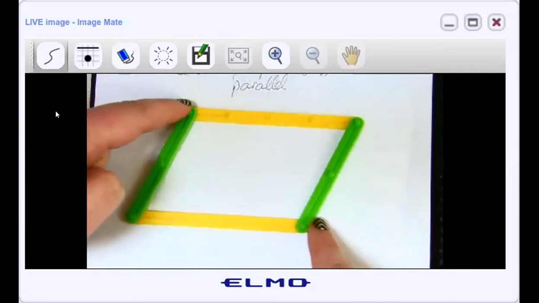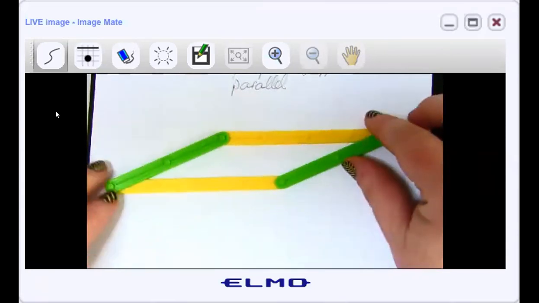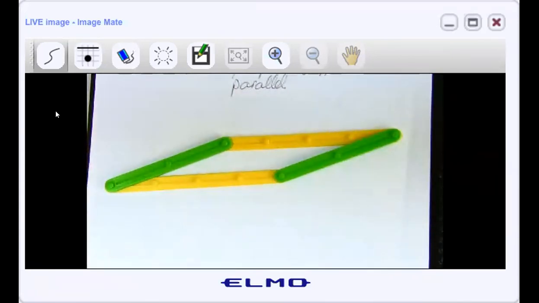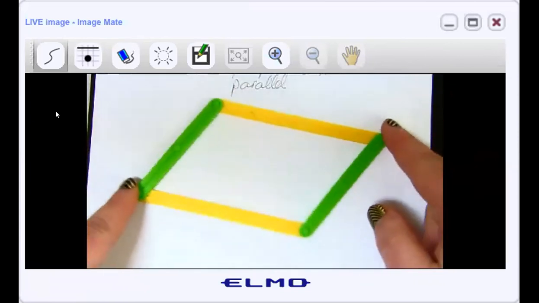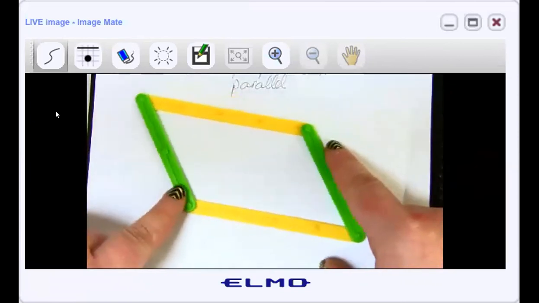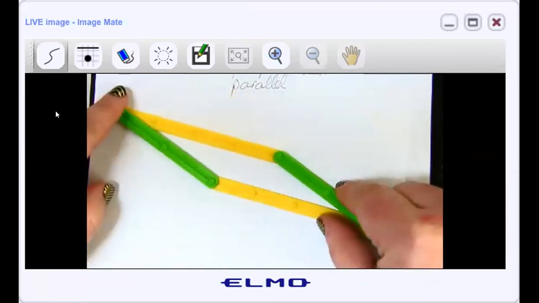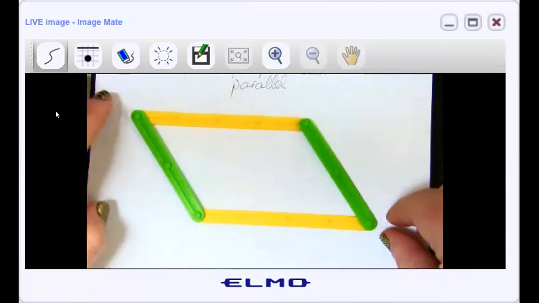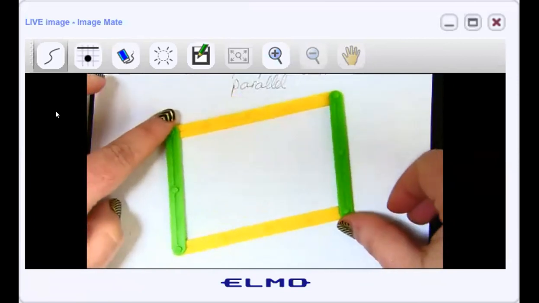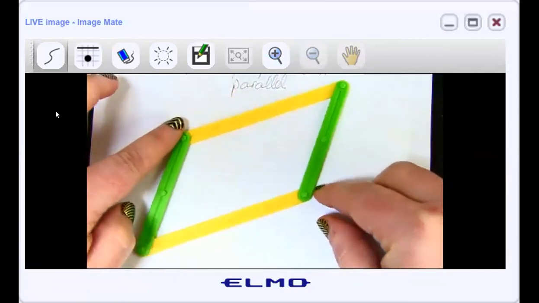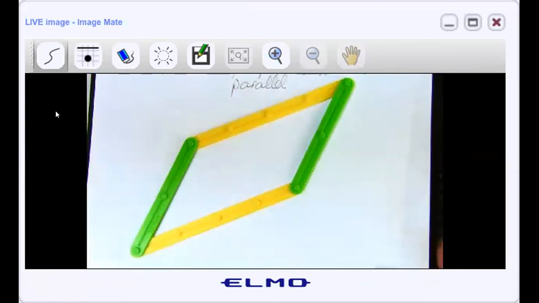So even as I mush this around, notice the two greens are still parallel. The two yellows are still parallel. And of course, they're still the same length, right? It doesn't matter how I contort this shape, it's always going to stay true. The two greens are always parallel and the two yellows are always parallel, no matter how you shift this. That's so cool.